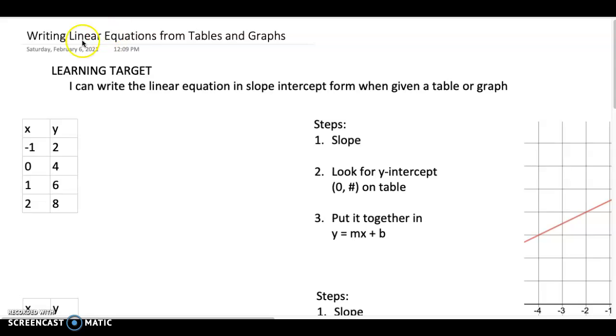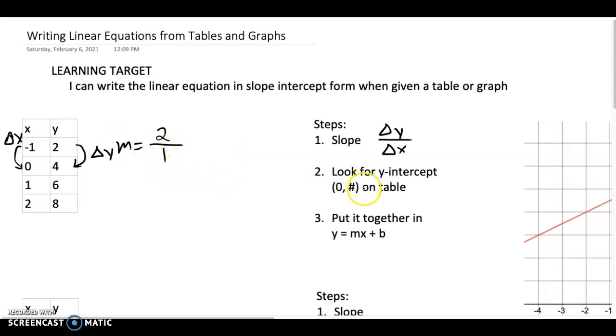So we look at our table here for x and y. This would be our delta y, the change in y. This is our delta x. And so our slope is delta y over delta x. So the change in y is 2. It's increasing by 2. Change in x is plus 1. So 2 over 1 is my slope.